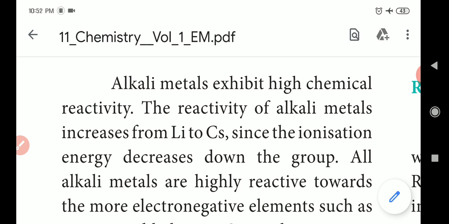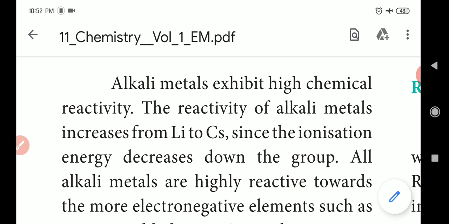They tend to lose the electron from the outermost orbital, and so possess the lowest ionization energy. We have already discussed this in our periodic classification lesson. Which group of elements has the lowest ionization potential? The first group elements have the lowest ionization potential.